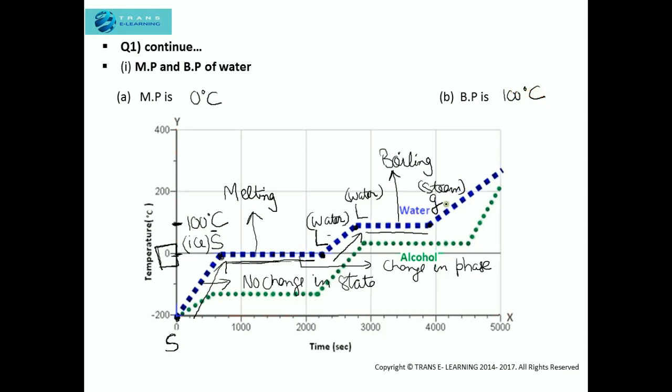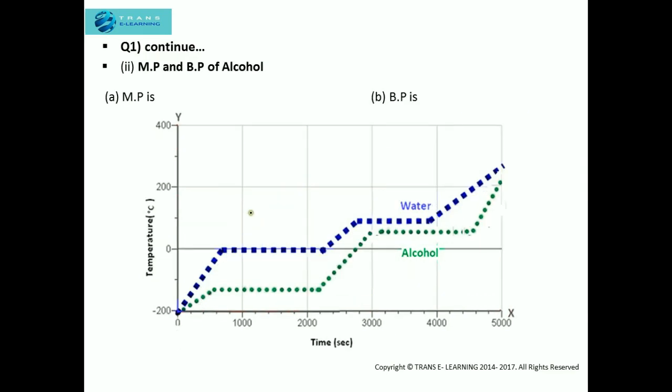And to complete this graph, we can see here change in temperature, that is rise in temperature. So again there will be no change in state. So this point will represent the gaseous state, that is steam. So we have covered the first part, that is finding the melting and the boiling point of water. Now proceed further to find the melting and the boiling point of alcohol.